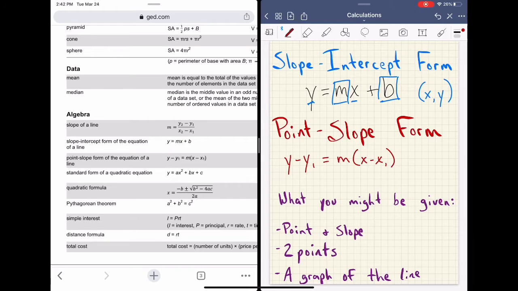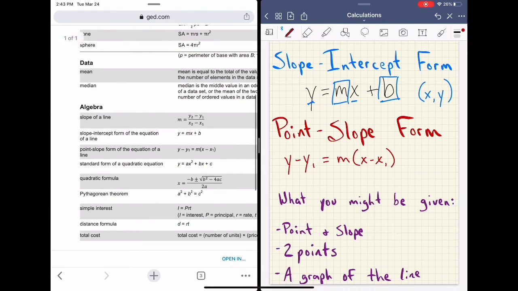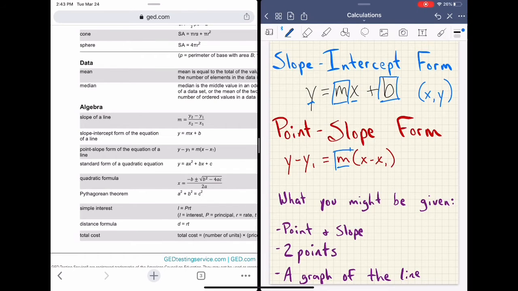And you're also given this on the GED formulas page, which will be available while you're taking your GED, and that is this formula here, y minus y1 equals m times x minus x1. On this formula, m still stands for slope. If you'll notice, there is no b, so we don't have a y-intercept anymore. And x1 and y1 represent a point that you are given. So to write an equation in point slope form, you need an actual point on the line.